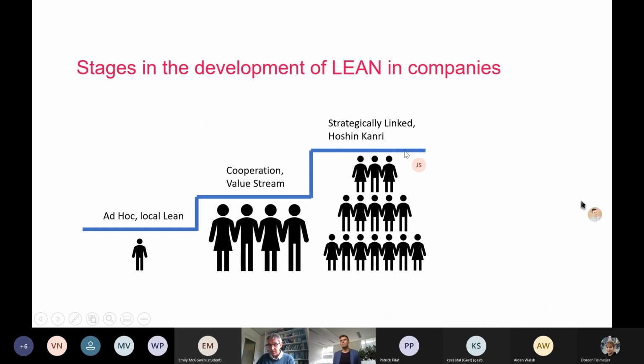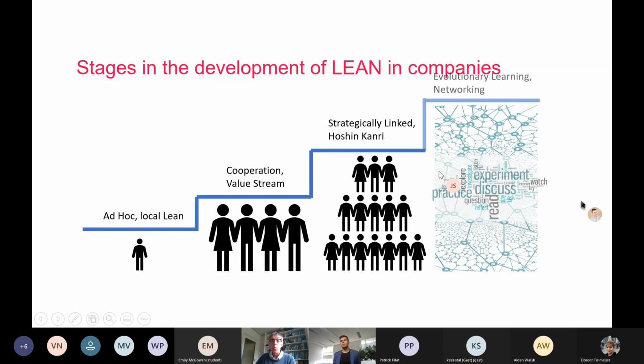And then to go to the fourth level, what we see is what I would call evolutionary learning, networking within the company. Everybody is connected. They can find each other. A lot of experiments, discussion, practice, thinking about what has to be done within the whole company. Of course, it needs to be organized, but it's more a network.